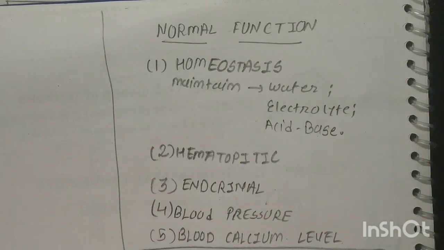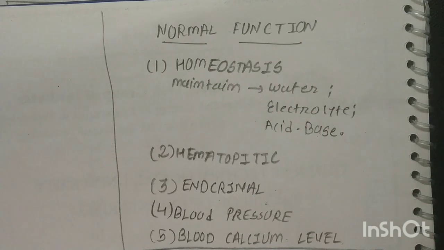Then the fifth one is the blood calcium level. When the urine is concentrated, in some part of the nephron calcium is secreted, and in some other part calcium is excreted. So the balance of the blood calcium level is also a very important function of the kidney.